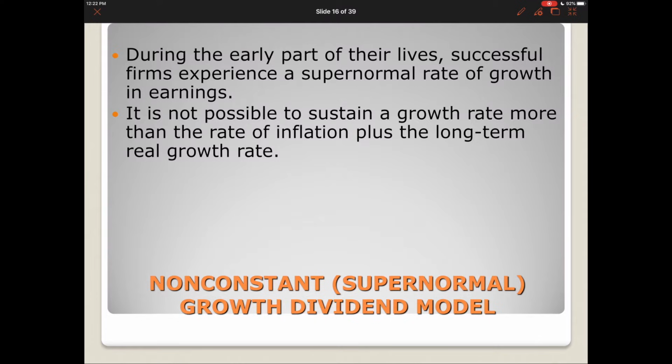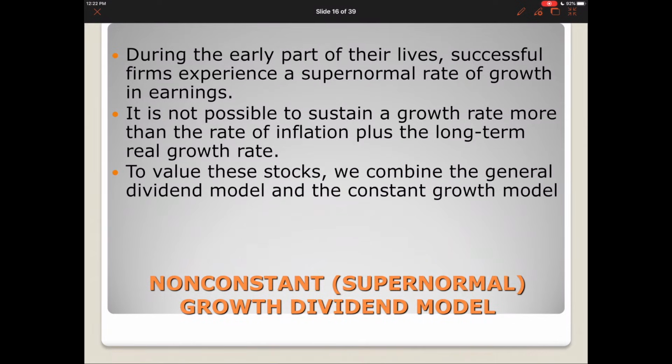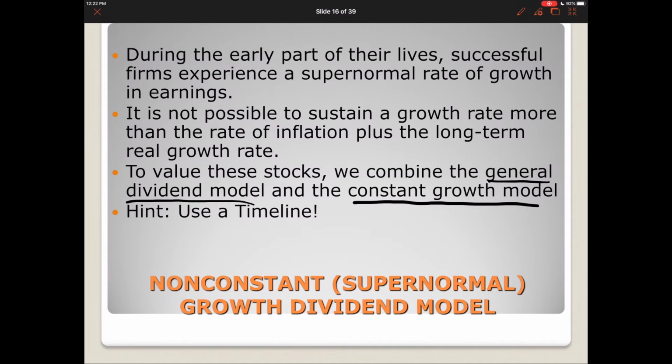And so what we will do when we are valuing shares of stock that have a supernormal early growth rate, or sometimes maybe it's just sporadic and it's a non-constant growth rate, is use a combination of the general dividend valuation model and the constant growth model. To value these stocks, we will combine the first model that we discussed in this lecture, the general dividend valuation model, and then once the dividends exhibit constant growth, we will use the constant growth model. The key here for these problems is to use a timeline.